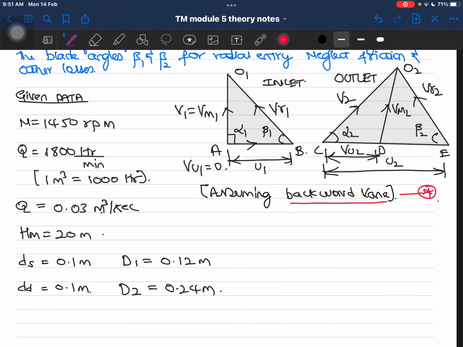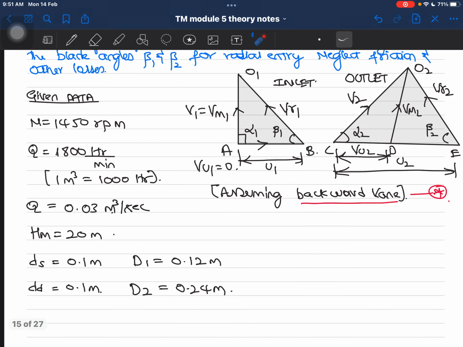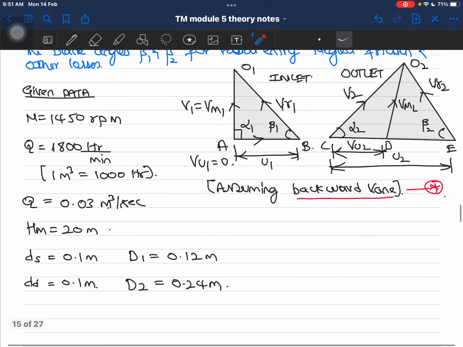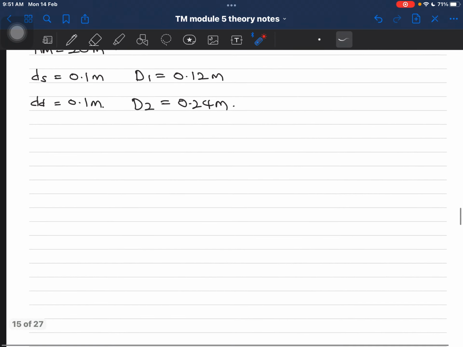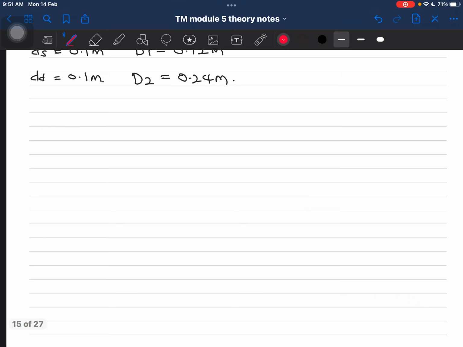As soon as you draw the backward vane, you draw the velocity triangles of the backward vane. Remember, the outlet velocity triangle for the backward vane is like this, in this order, and the inlet is the same for all three vanes, forward, backward, and radial. So you have to remember all of that. Let us go into the solution now.